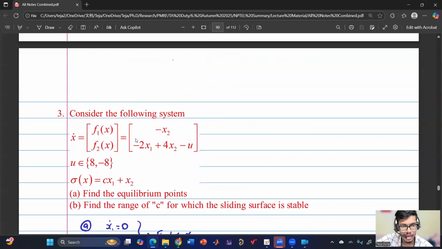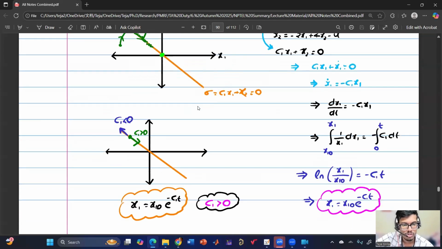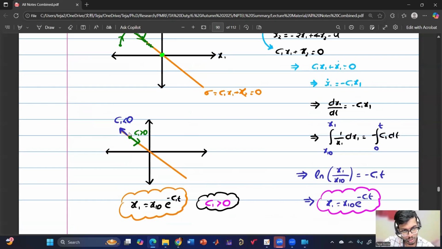Now I have asked what the dynamics are if it is sliding on the surface. If it is sliding on the surface, then my system should satisfy this as well as this. So sigma x is c1 x1 plus x2, and x2 is nothing but minus x1 dot. So we have substituted and solved, and then we have seen if c1 is positive, then the system is stable, because then it will move towards the equilibrium point. Otherwise x1 will keep on increasing, so it will move away.